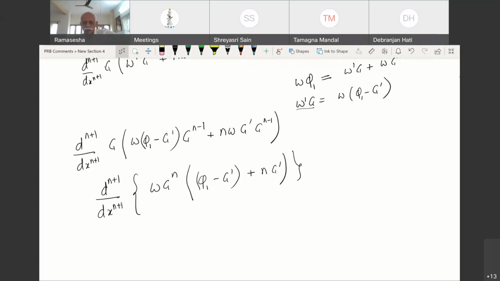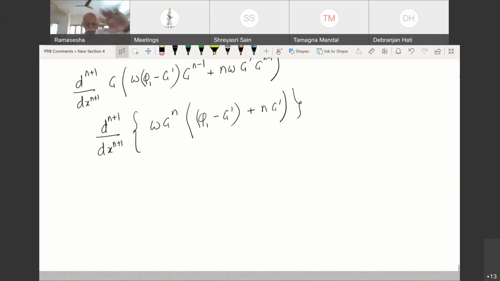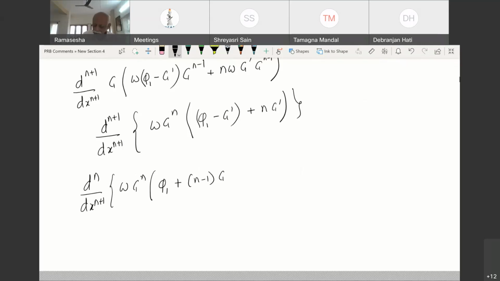Yes. Or I can write it in a slightly different form, simplified one more step: W g^n times (P1 plus (n minus 1) times g prime). Okay, is this clear? Yes.